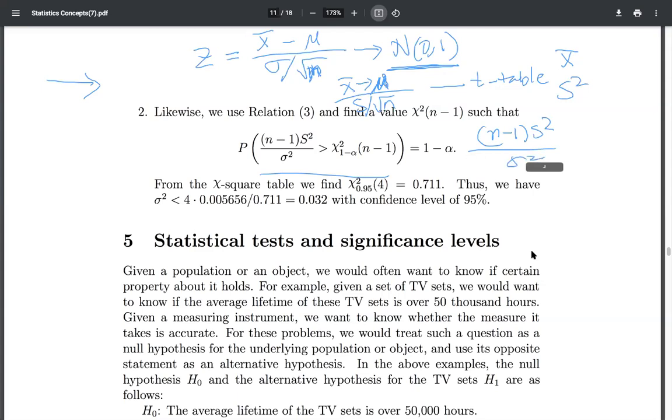Okay, using the chi-square table, the table you get is this value. For the t-table, the value you get is this one, with n minus 1 as the degrees of freedom. So that's it.